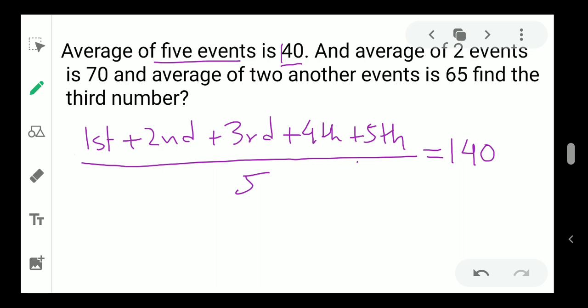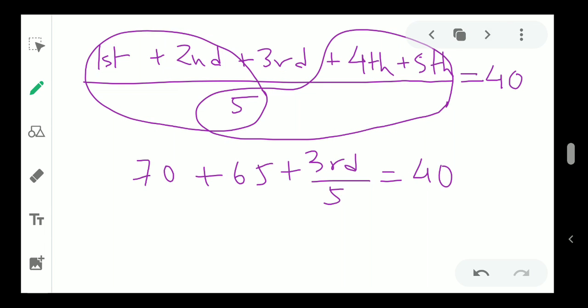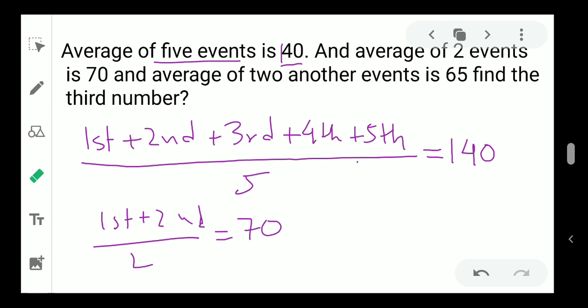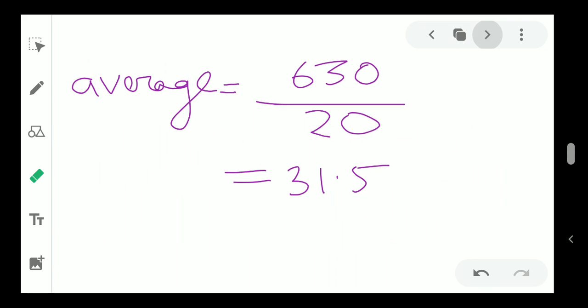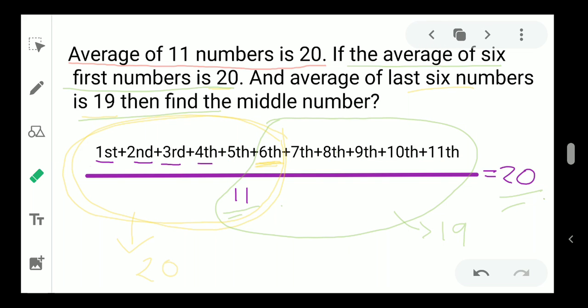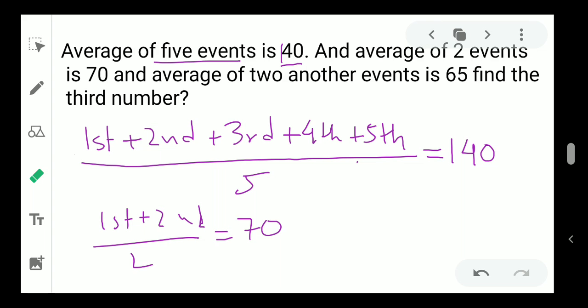Now the average of 2 events is 70. So average of 2 events, that means the first one plus second one divided by 2 will be 70, right? Let me clear this. Okay, so it has to be 70. Fine. So the average of first 2 events is 70.